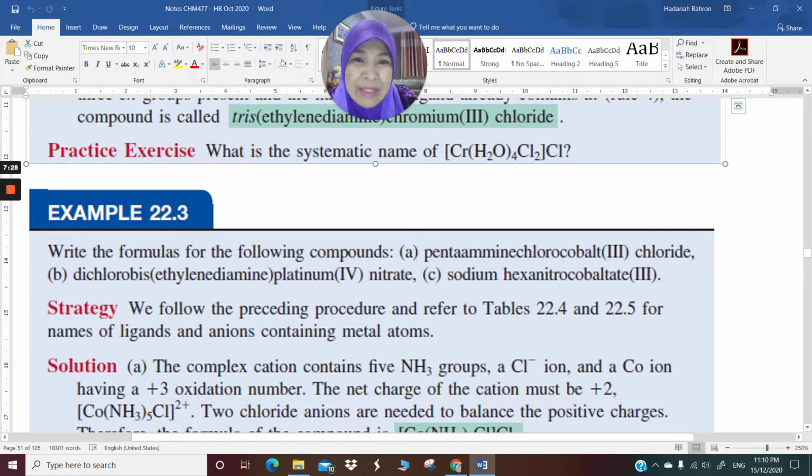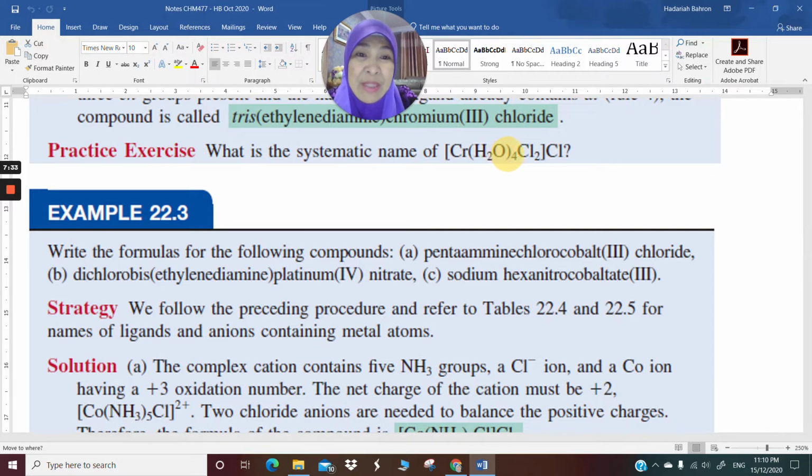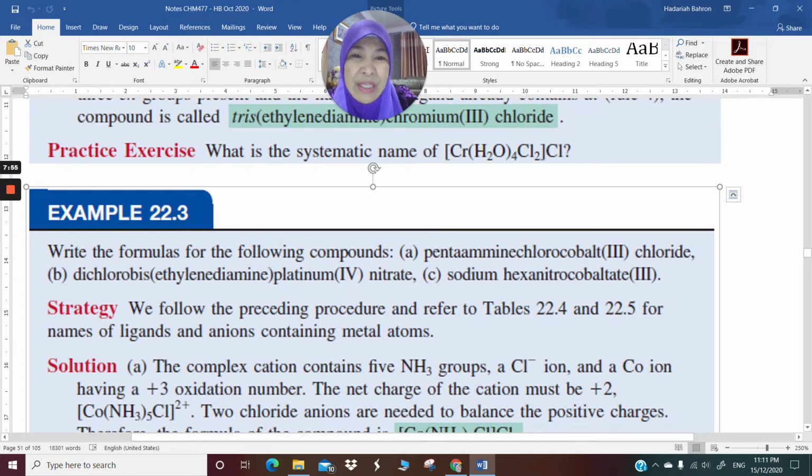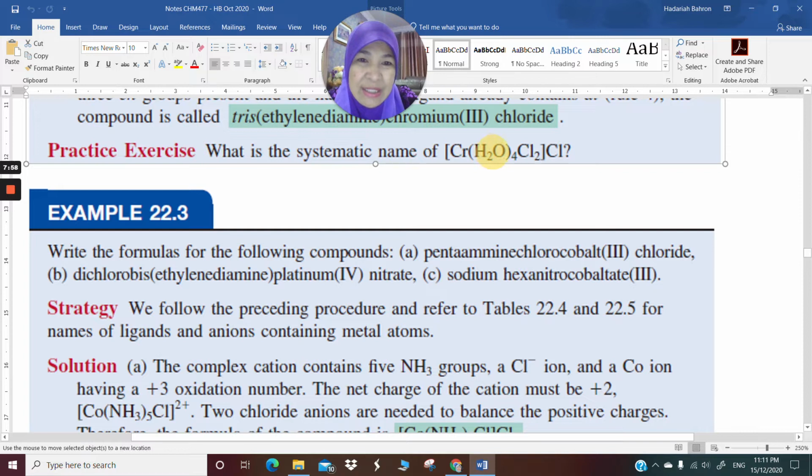So how do we name this species? You name again the cation first, and within the cation, you name the ligands. And if there is more than one ligand, you mention the ligands according to alphabetical order, not counting the number of how many times. So mono, di, tri don't count. So you just look at the ligand's name. So this ligand is called aqua. This ligand is called chloro. So aqua must be mentioned before chloro. Then you mention the metal and then space.